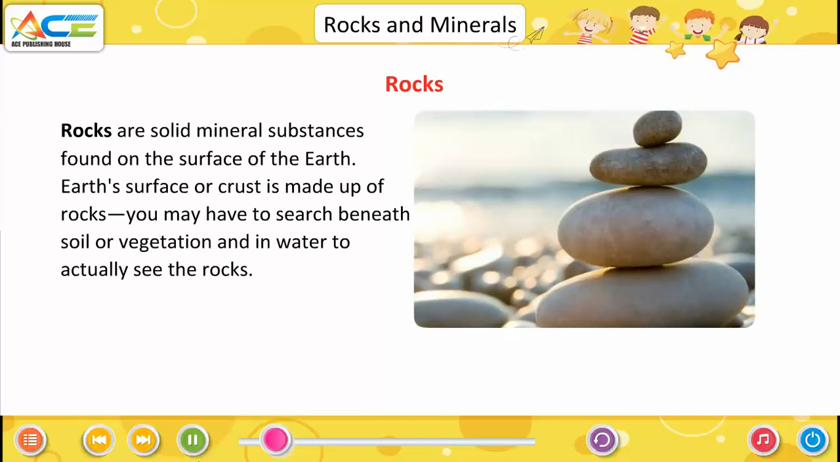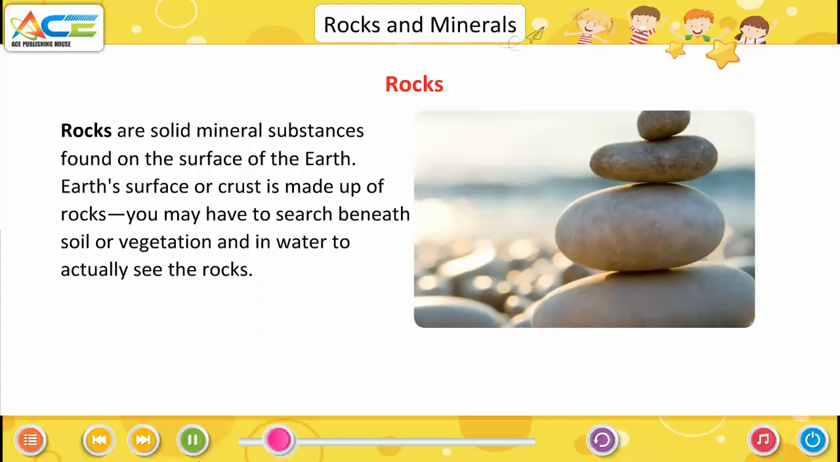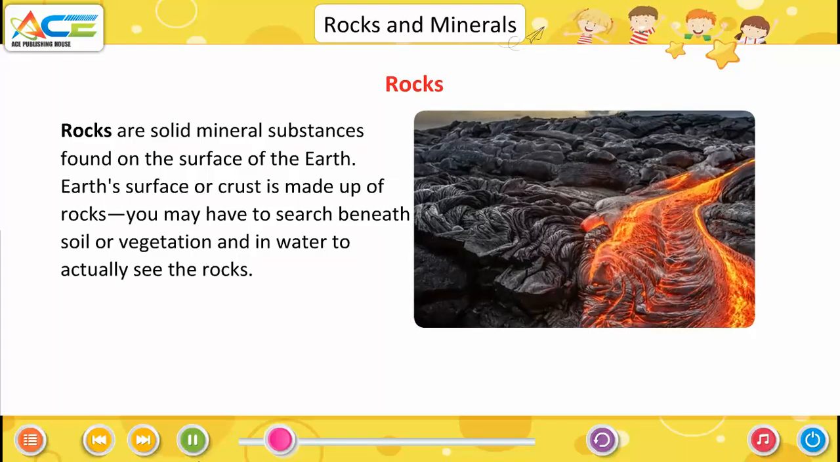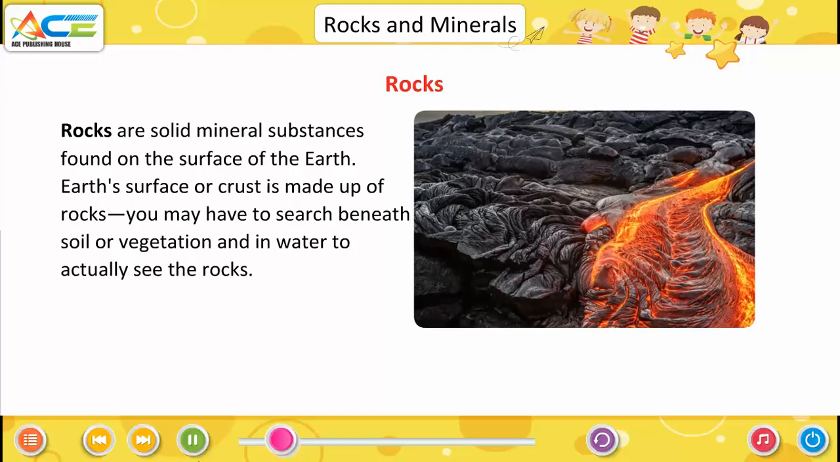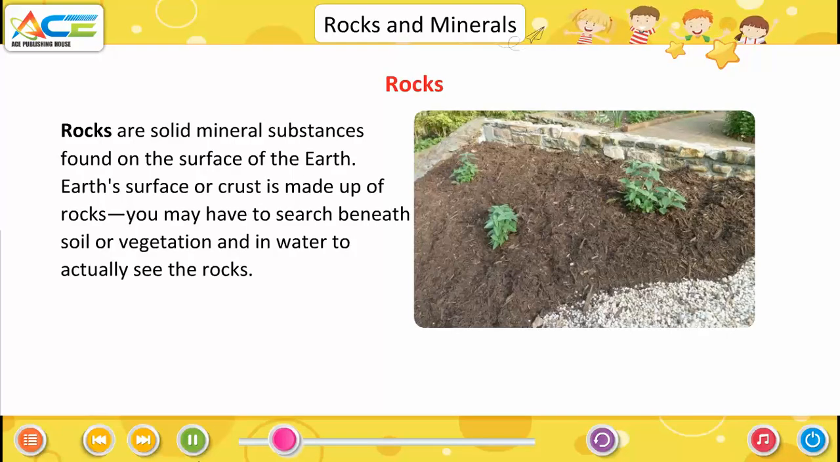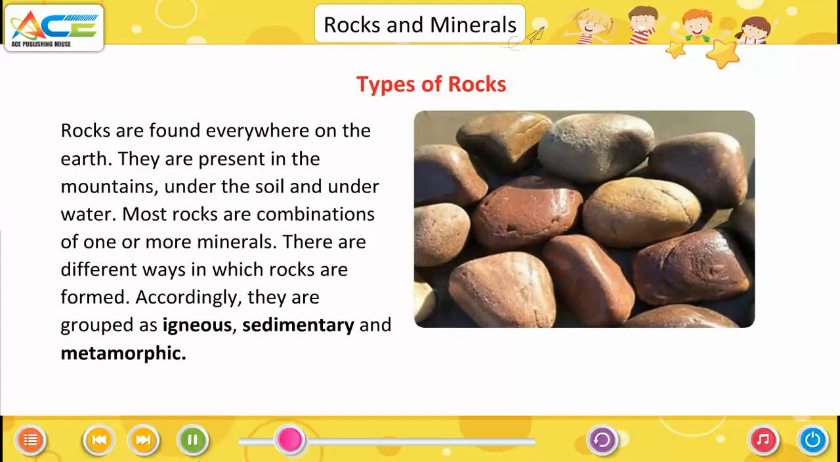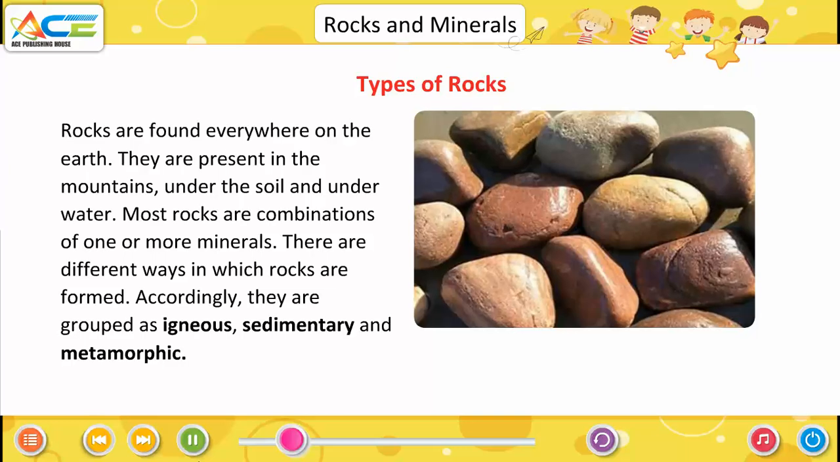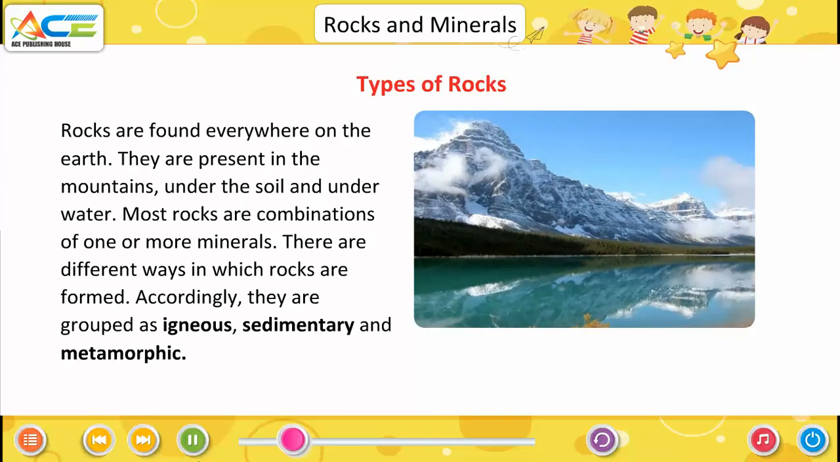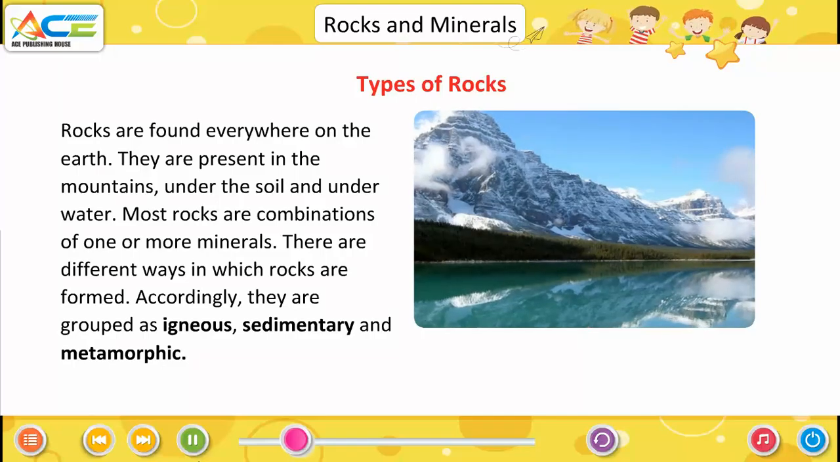Rocks. Rocks are solid mineral substances found on the surface of the earth. Earth's surface or crust is made up of rocks. You may have to search beneath soil or vegetation and in water to actually see the rocks. Types of rocks. Rocks are found everywhere on the earth. They are present in the mountains, under the soil and under water.